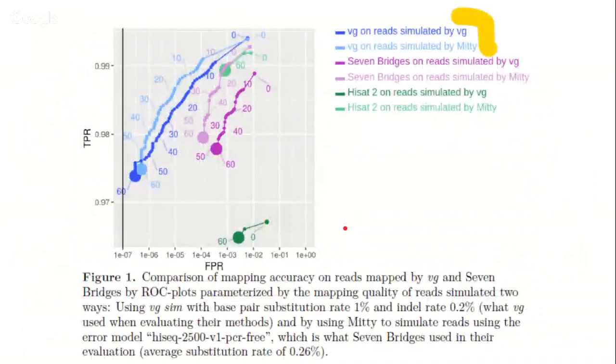Okay, so two different types of simulations, done by VG sim and by Mason. And shown in blue is the VG results, shown in pinkish purple the Seven Bridges results, and shown in green the HISAT results. So wanting to be at this top left corner to be perfect, true positives and false positives, VG does substantially better than the Seven Bridges approach here. And then HISAT doesn't do too bad here, appallingly bad if the reads are simulated by VG.